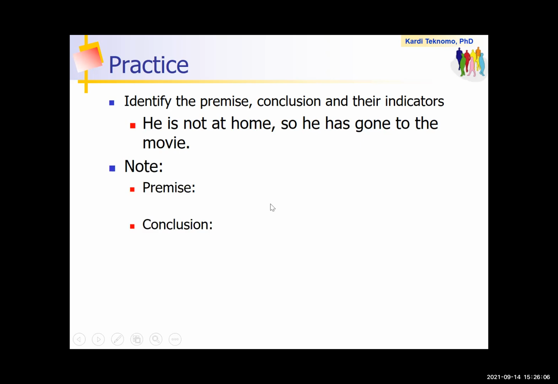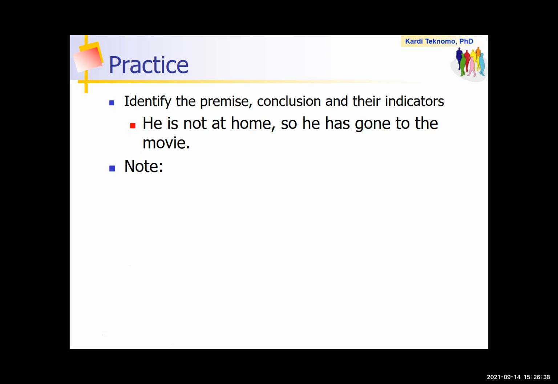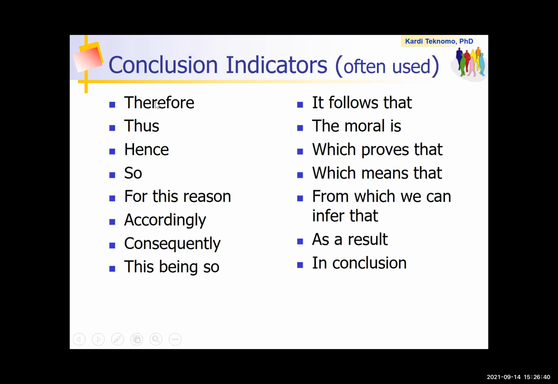So the premise is he is not home. The conclusion is he has gone to the movie. The indicator is so, that's correct. But why is the premise he is not home? Not like what Matthew said. You can see after so is the conclusion. Remember, so is one of the conclusion indicators, isn't it?